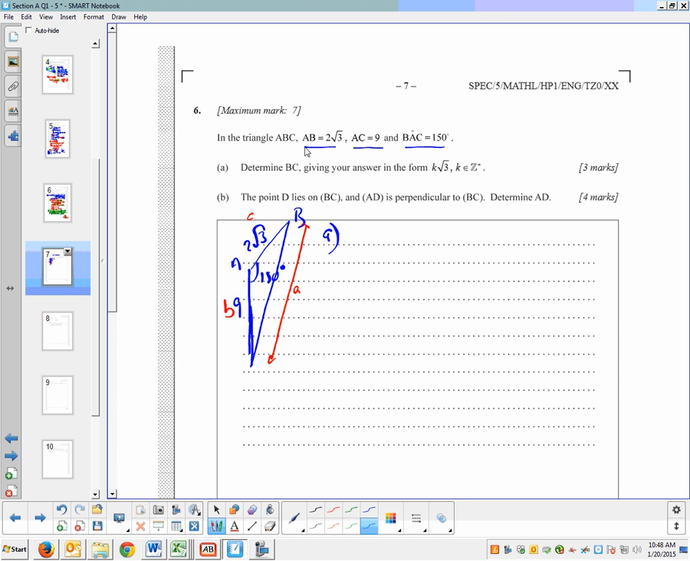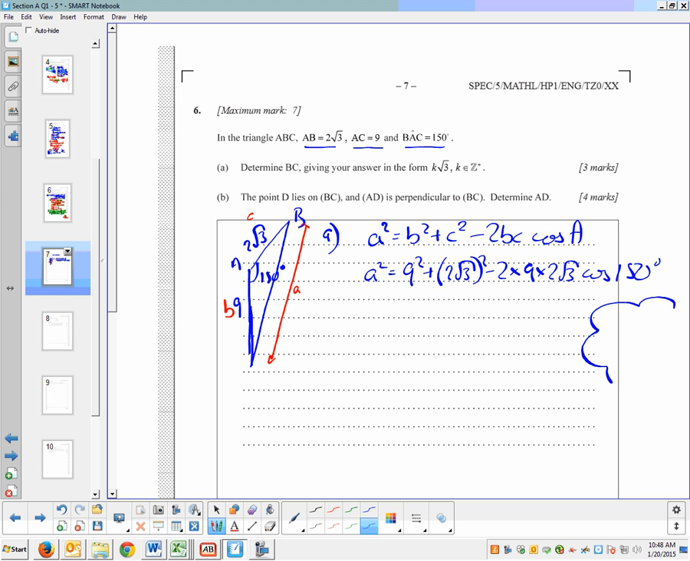Cosine rule, which is a squared is equal to b squared plus c squared minus 2bc cos A. A squared is what we're trying to find. B squared is 9 squared, plus 2 root 3 squared, minus 2 times 9 times 2 root 3 cos 150.